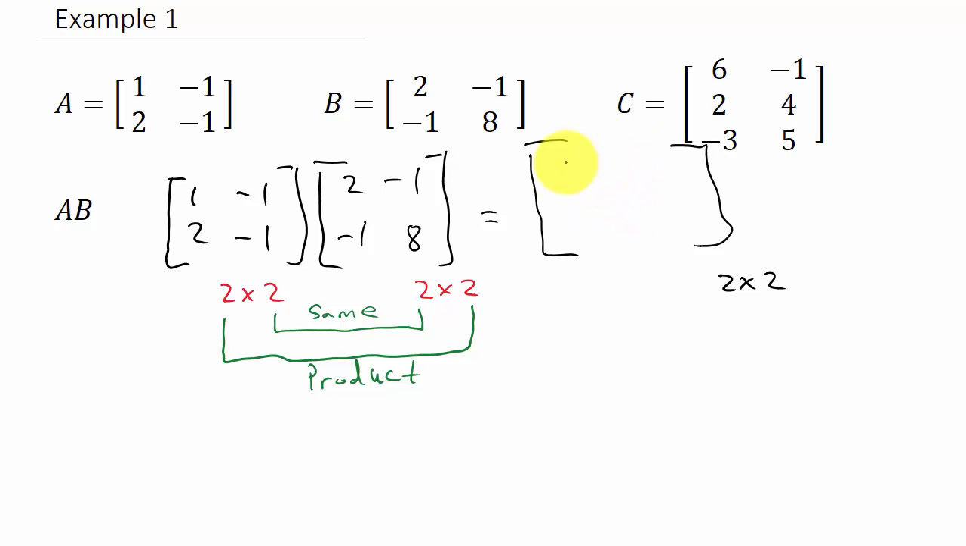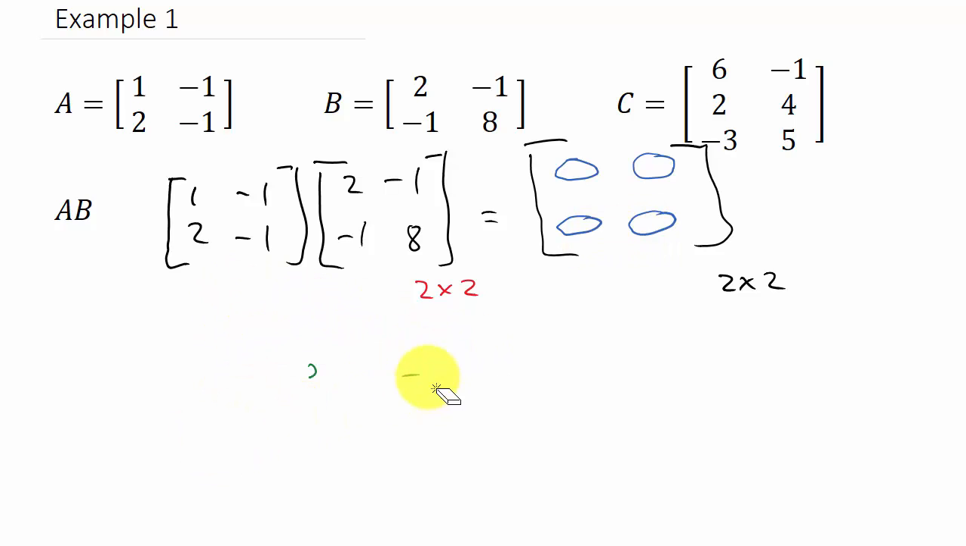Since this is a 2 by 2, we are going to have an entry here, an entry here, an entry here, and an entry here. So we have to find each one of these. This entry is the first row, first column. This entry is the first row, second column. This one is the second row, first column, and this one is the second row, second column. Let me erase this to give us a little more room.